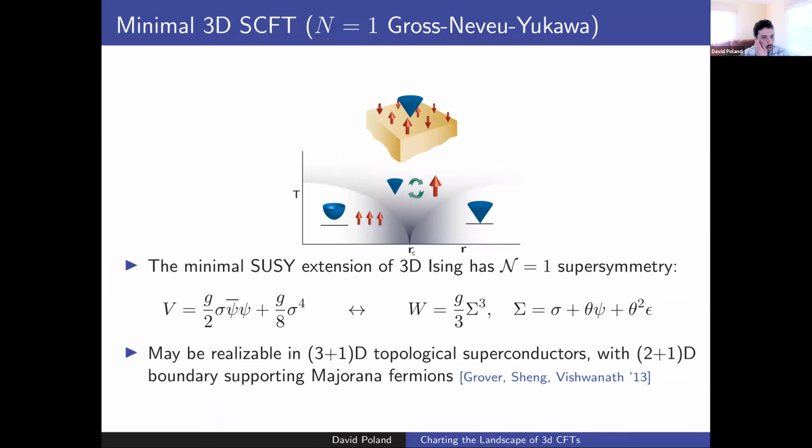Okay, I'll just show you one last theory that I've been interested in, which is, if you like, the n equals 1 Gross-Neveu-Yukawa model.